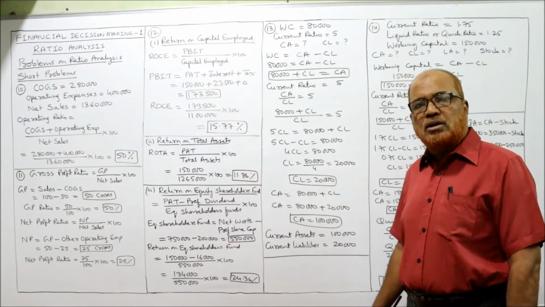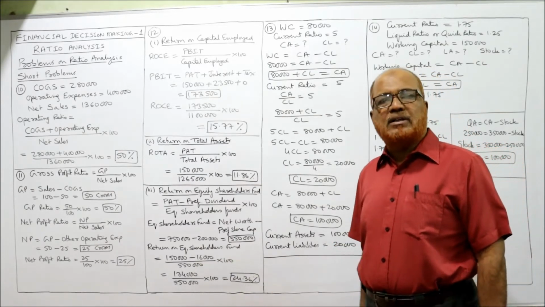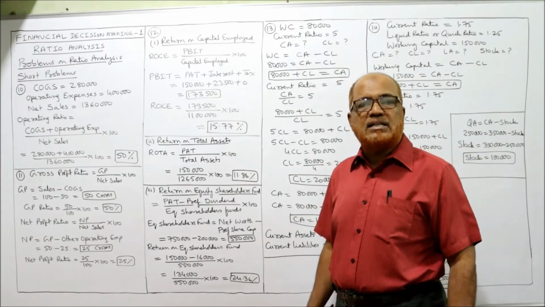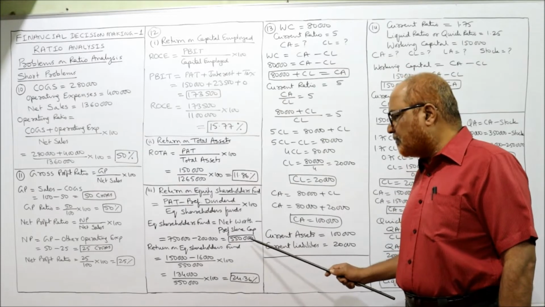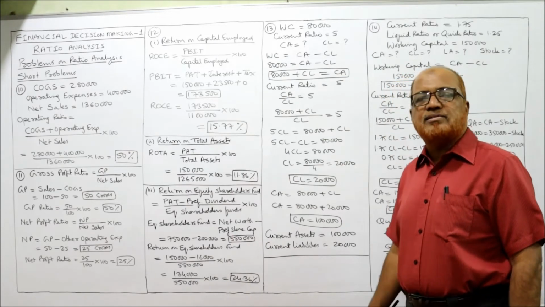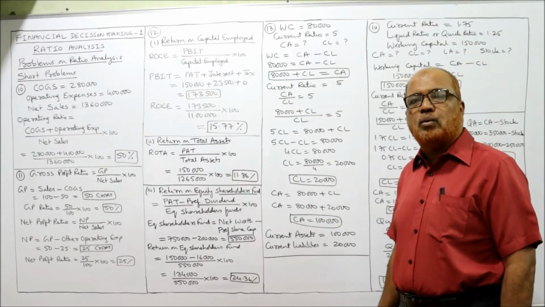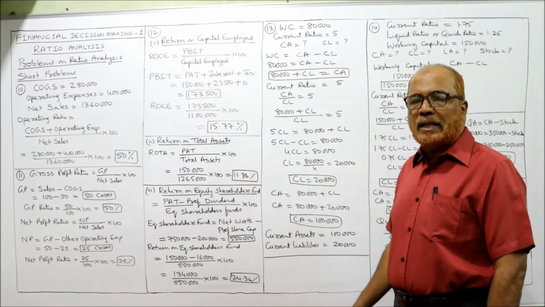Now substitute. Return on equity shareholders fund is equal to PAT 1,50,000 minus preference dividend 16,000, divided by equity shareholders fund 5,50,000. So we get the answer 24.36%. This is the return on equity shareholders fund. That's it. This is the 12th problem.